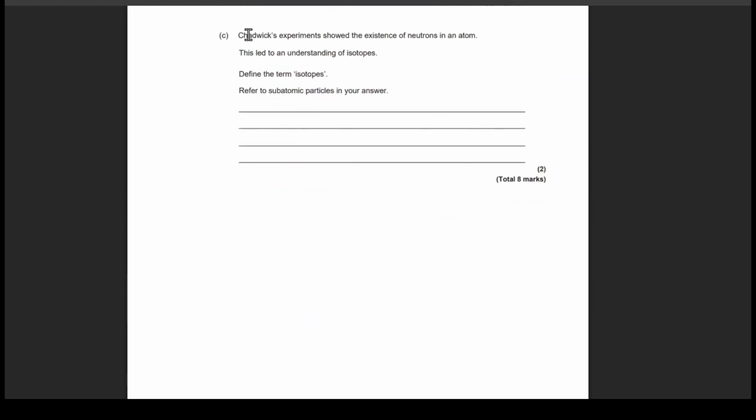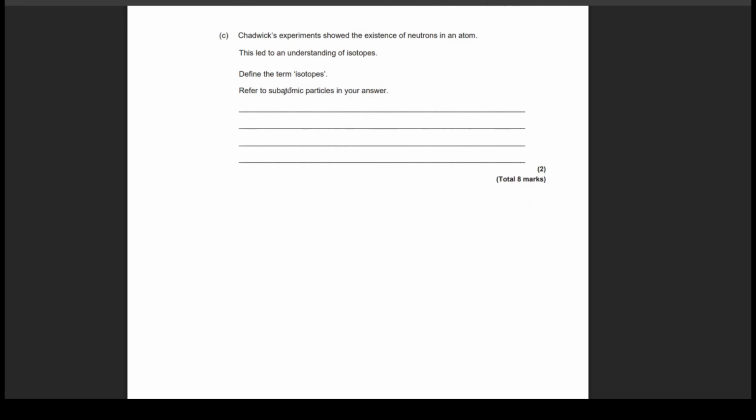Okay, now we've got this dude, Chadwick. His actual name was James Chadwick, but you just need to know the second name. So Chadwick's experiments showed the existence of neutrons in an atom. This led to an understanding of isotopes. Define the term isotopes. Refer to subatomic particles in your answer.